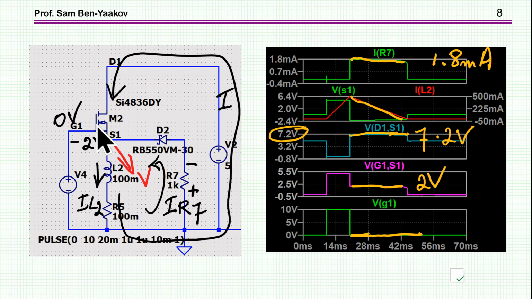So we see that the situation here is that the transistor is actually in the linear mode. It is dissipating power, and the current of the inductor is going down linearly because there is a constant voltage on it, that is the minus 2 volt or about minus 2 volt.